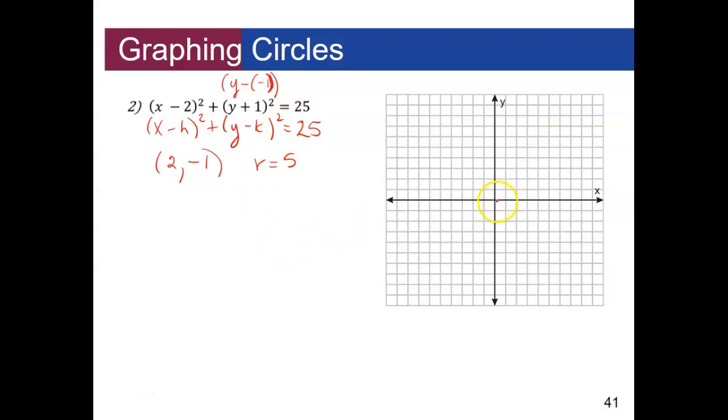So when I go to graph this, it's centered at the point (2, -1), so that's where I'm going to start. I'll go 5 in each direction from that point. And then the hardest part here is going to be connecting our points so that it actually looks like a circle. And there's our circle centered at (2, -1) with a radius of 5.